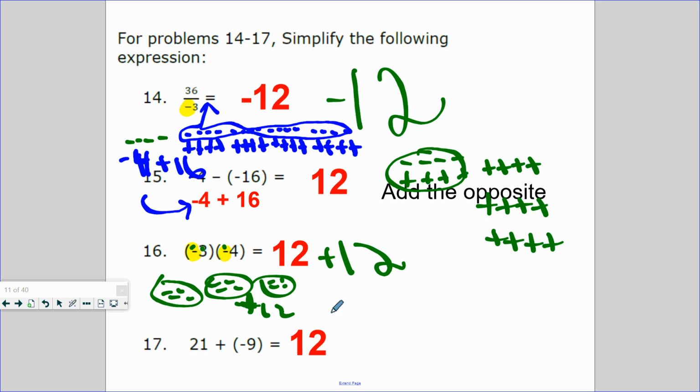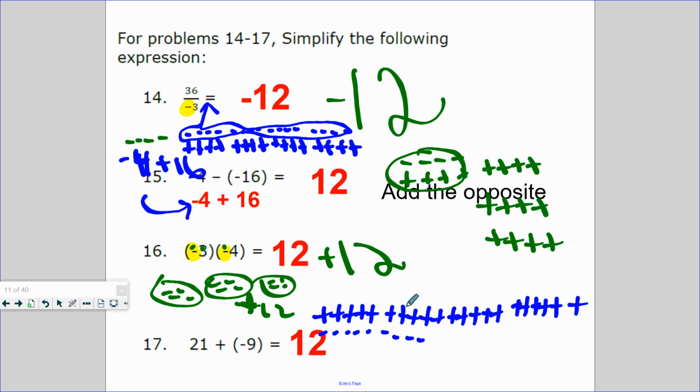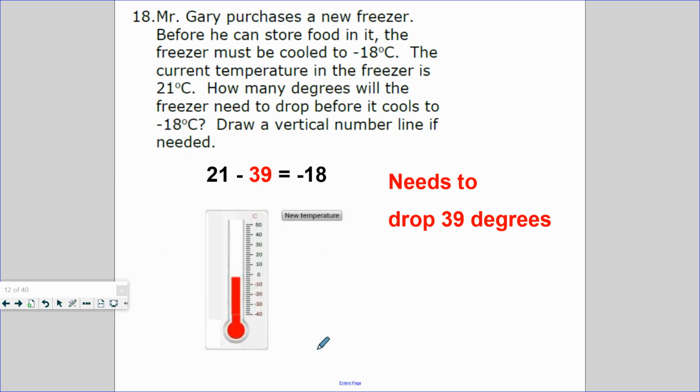Oh gosh, I'll have to draw 21 positives. 1, 2, 3, 4, 5, 6, 7, 8, 9, 10, 11, 12, 13, 14, 15, 16, 17, 18, 19, 20, 21. Plus 9 negative. 1, 2, 3, 4, 5, 6, 7, 8, 9. These become zero pair. What do you have left? Oh, goodness. 1, 2, 3, 4, 5, 6, 7, 8, 9, 10, 11, 12 positive. Another way, I do it mentally myself. Do you have more positive, more negative? More positive by how many extra? By 12 extra.